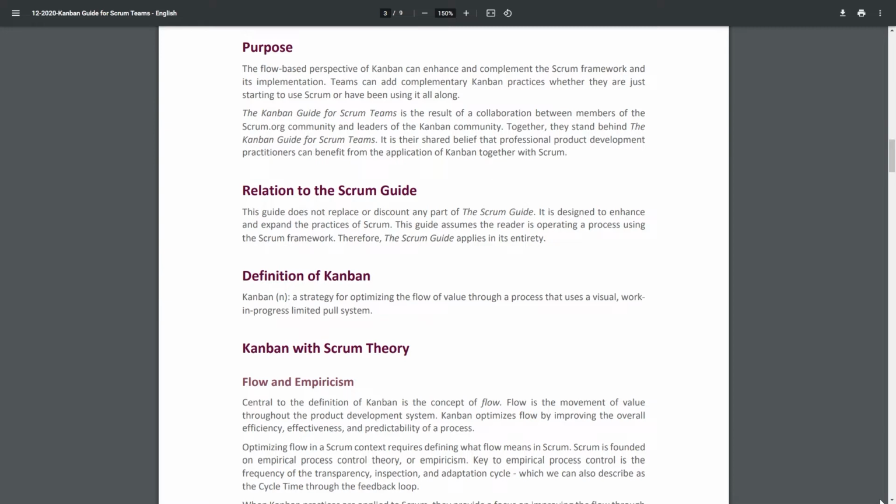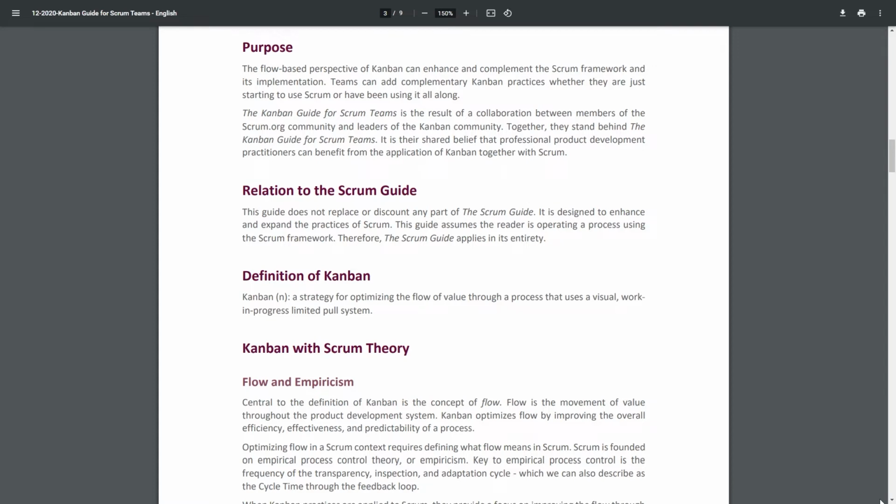Relation to the Scrum Guide. This guide does not replace or discount any part of the Scrum Guide. It is designed to enhance and expand the practices of Scrum. This guide assumes the reader is operating a process using the Scrum framework. Therefore, the Scrum Guide applies in its entirety. Definition of Kanban. Kanban: a strategy for optimizing the flow of value through a process that uses a visual, work-in-progress limited pull system.